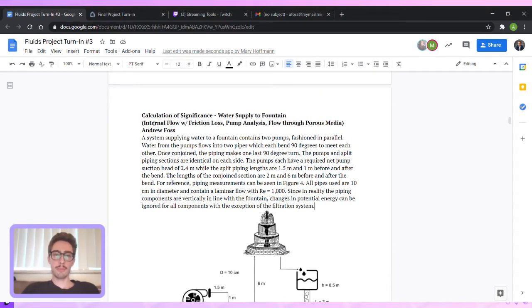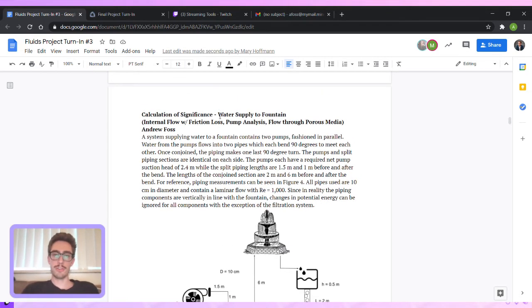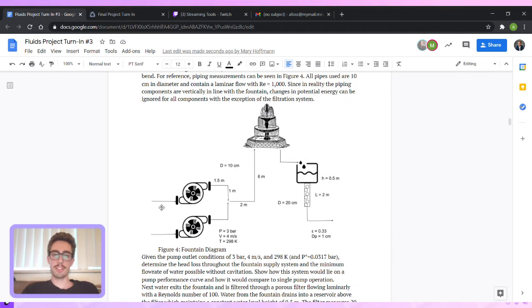So in my first problem, I look at the internal flow and friction loss, pump analysis, and flow through porous media of a water supply to a fountain. Basically, this system has two pumps running in parallel, which pump water to this fountain. Along the way, there are friction losses associated with the lengths of these pipes, as well as the bends and turns they take. This is the first part of the problem.